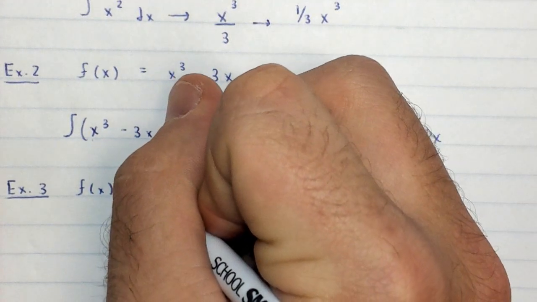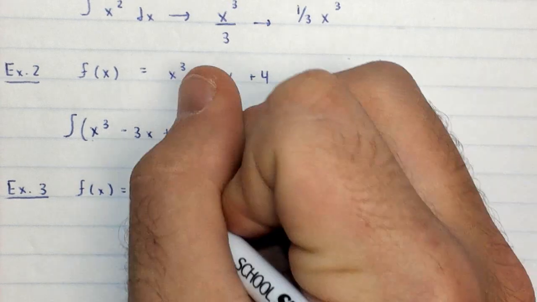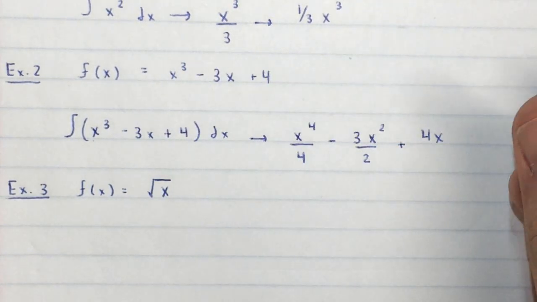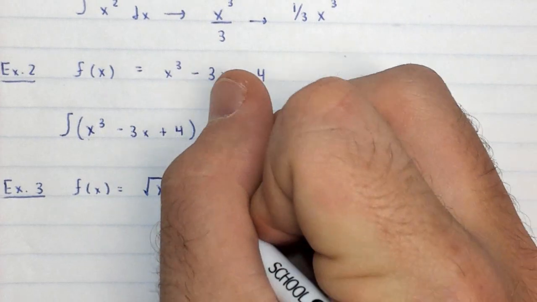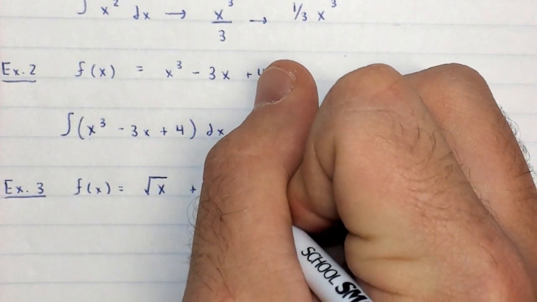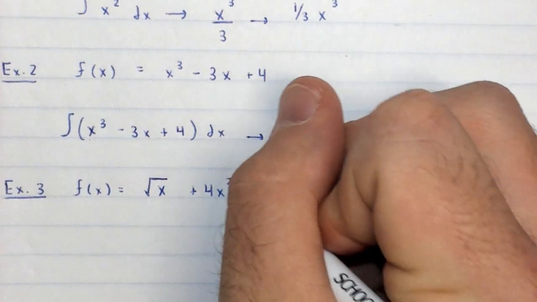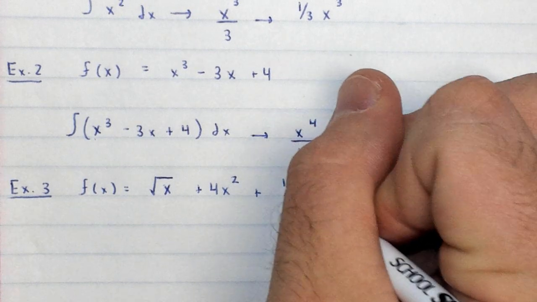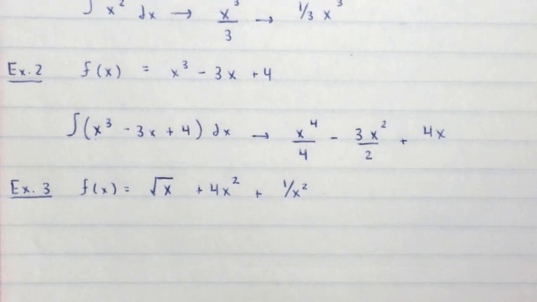Here we go. Square root x plus 4x squared plus 1 over x squared. There's my function.